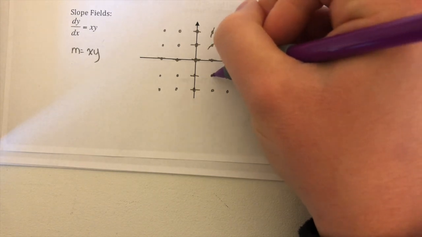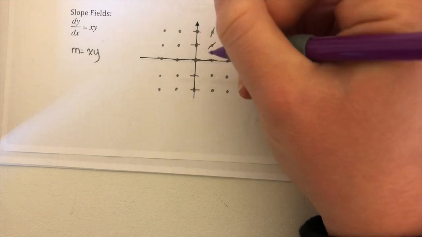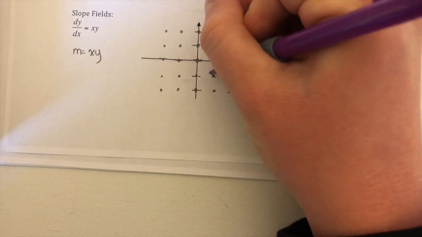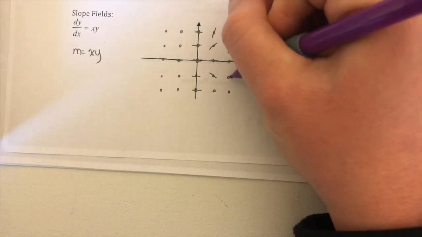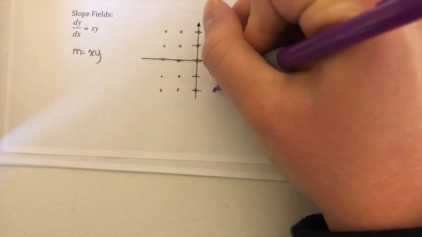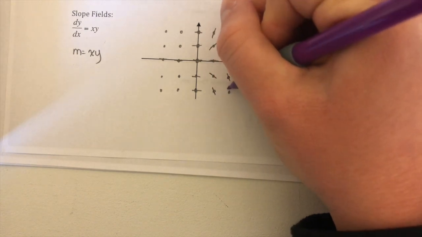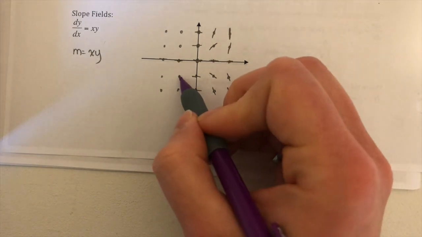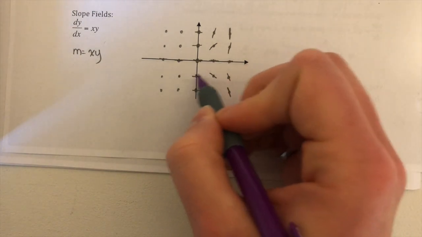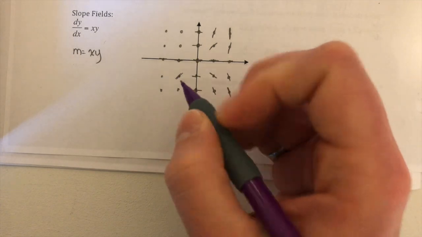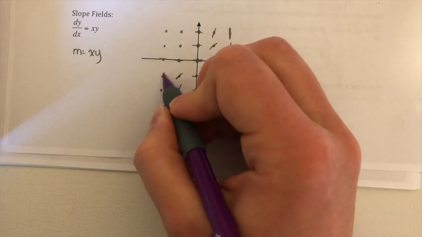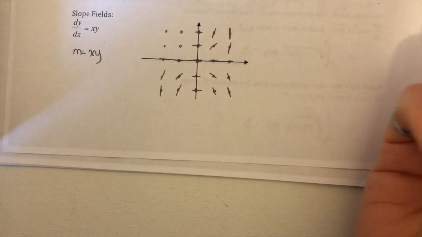Down here, if x is 1 and y is negative 1, 1 times negative 1 is a negative 1 slope. It's going to look like that. It's going to be a negative 2 slope, another negative 2 slope, and this is going to be a negative 4 slope, so even steeper. Down here we've got negative times negative, so negative 1 times negative 1 turns into a positive 1 slope. Negative 1 times negative 2 turns into a positive 2 slope, positive 2 slope, positive 4 slope.